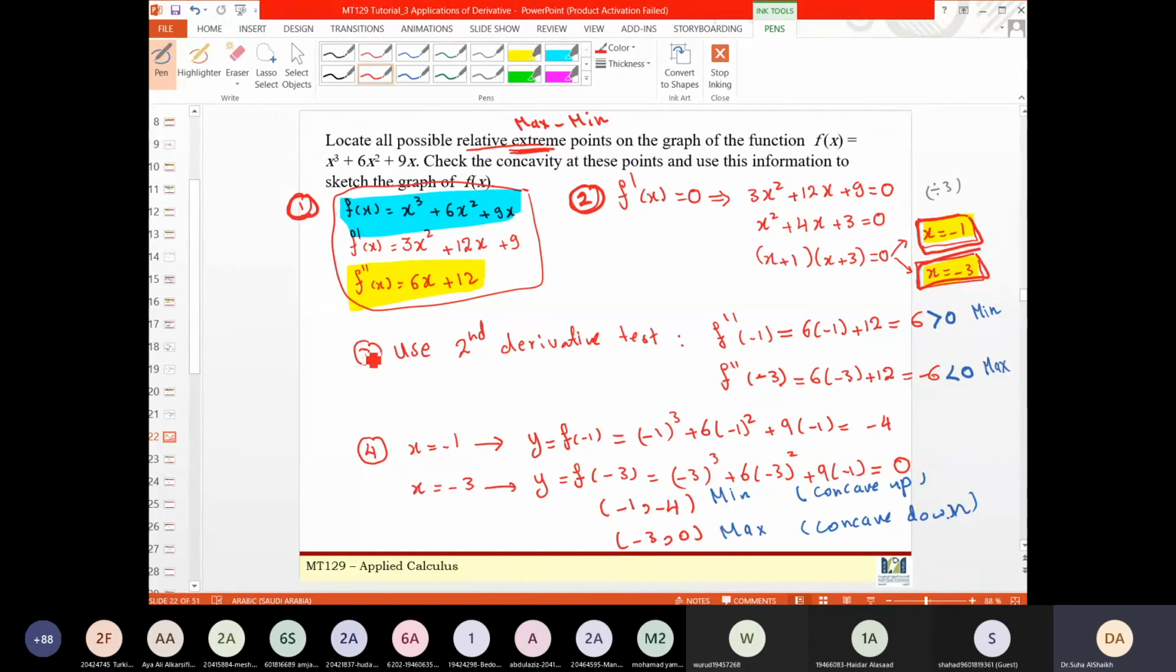Then we use the second derivative test, which is easier if it works. We got the second derivative, we substitute the 2 points inside it, minus 1 and minus 3. We get this point is minimum, we get this point is a maximum point. And step number 4, of course we need the y part by substituting in f itself. Clear?